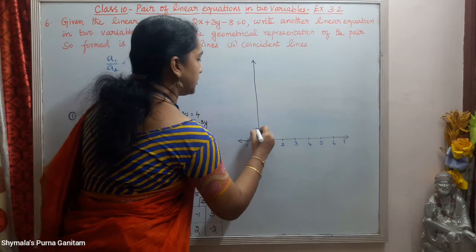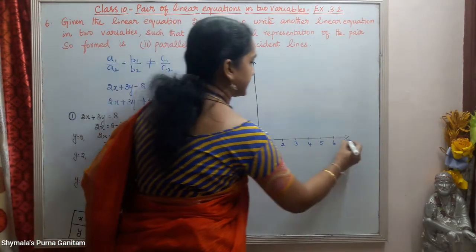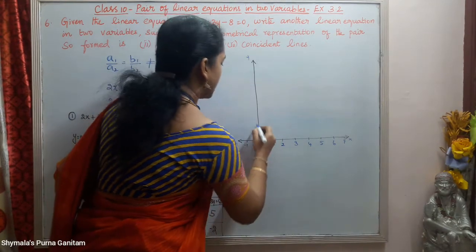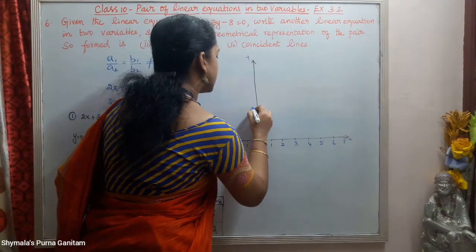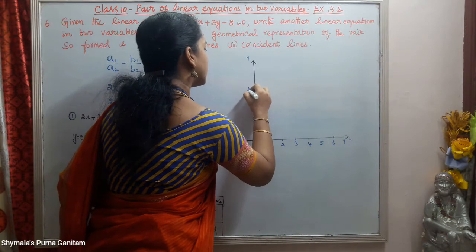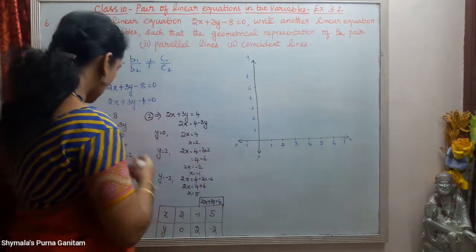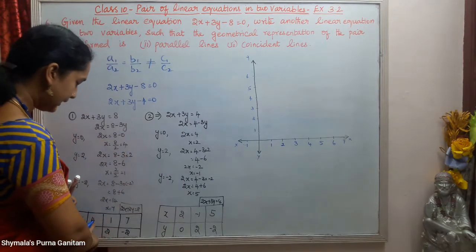Minus 1. Then this one will be the y-axis, this is the x-axis. So the y-axis will be 1, 2, 3, 4, 5 and then 6. Okay, so now I will plot the first equation.